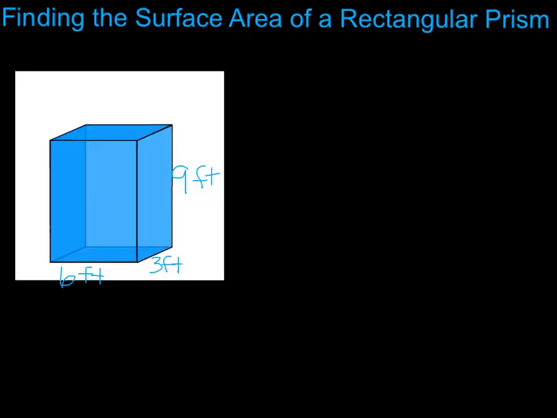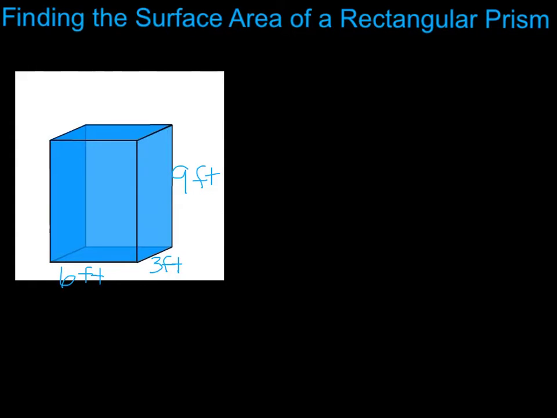First, let's talk about finding the surface area of a rectangular prism. Here is a rectangular prism with the dimensions 6 feet by 3 feet by 9 feet. I am going to use these measurements to find the surface area of this figure. The first thing I need to do is decide which side I want to find the area of first.